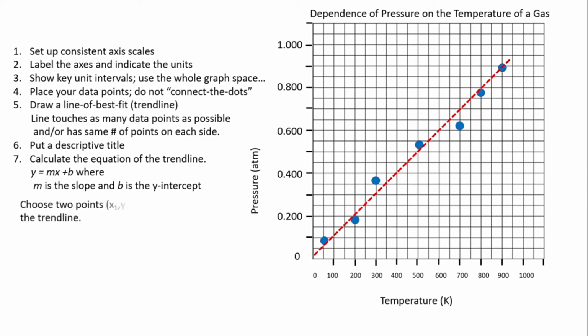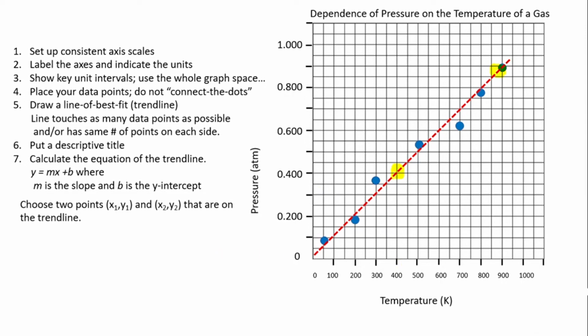With a graph like this, what we're going to do is we're going to choose 2 points that are on the trend line. So for example, you could choose, let's say, this point here, right? And let's say a point, none of the other points is perfectly on the line. However, I can see an intersection here where the line crosses exactly at 400 Kelvin and 0.400 atmospheres.